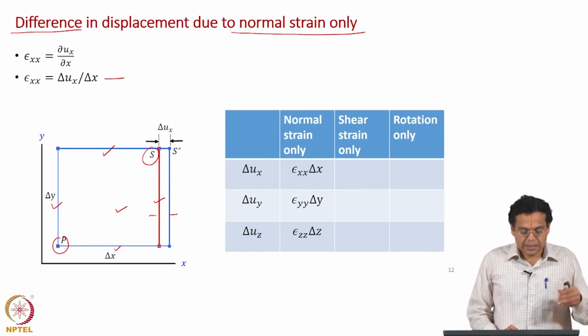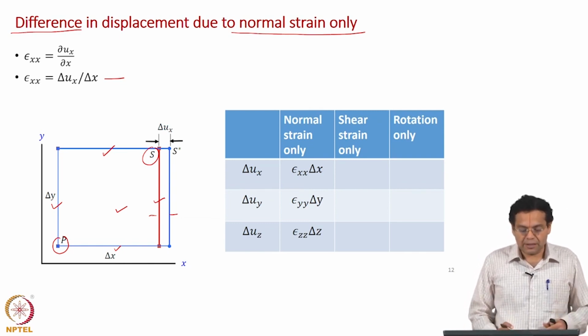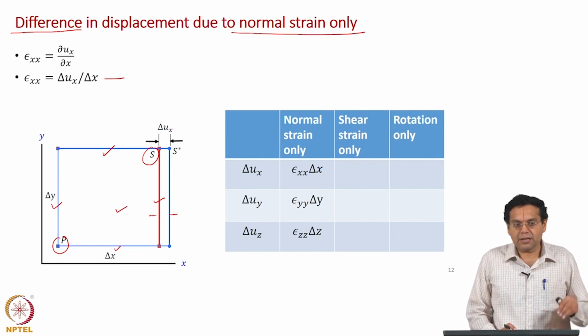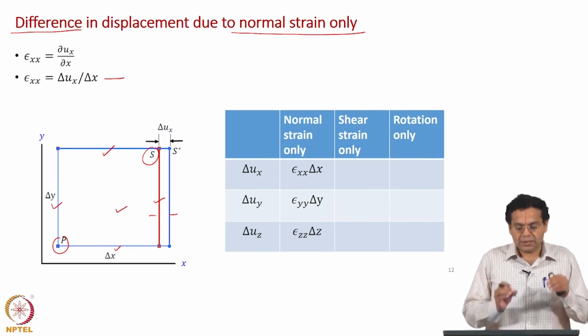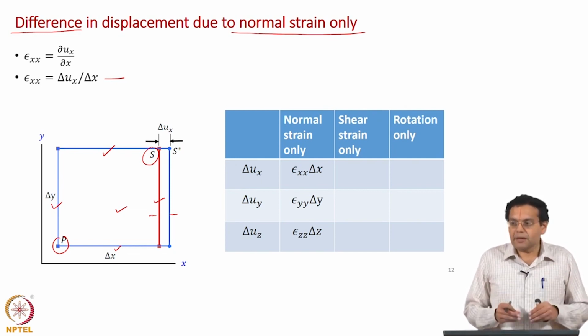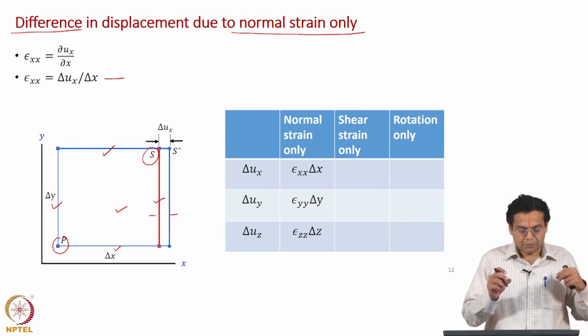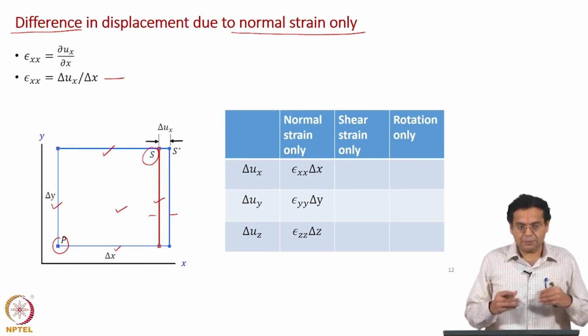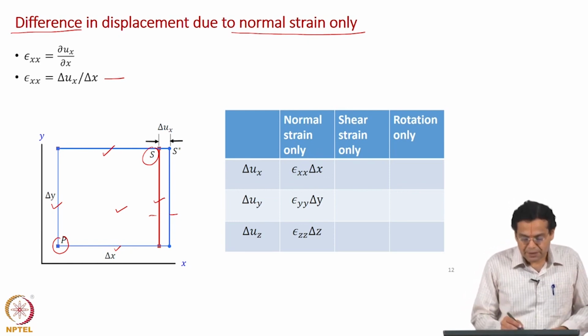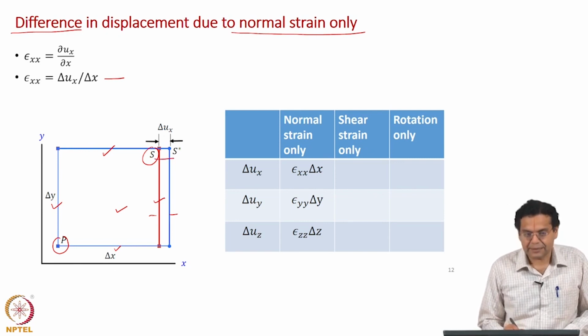Now, the point P, the way in which we have drawn, there is no displacement for point P. So, the displacement of S becomes the difference in displacement. Is that fine? We are considering points P and S. Point P, there is no displacement. So, actually S moves to S star.